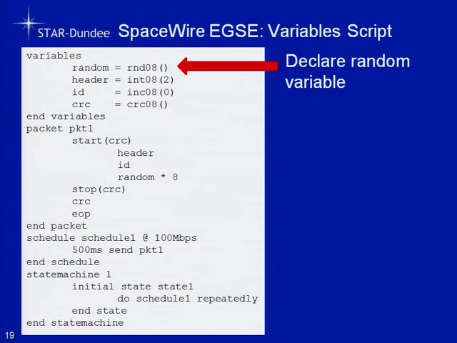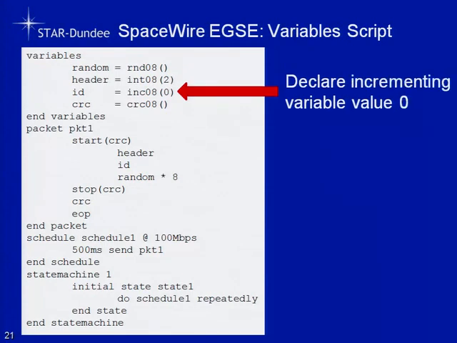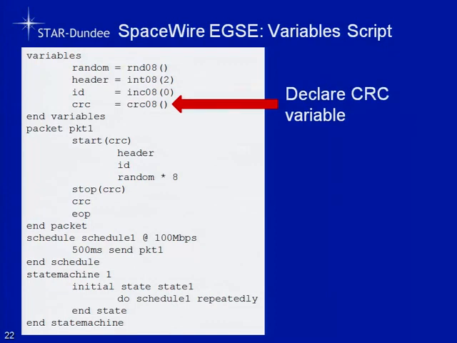So we can do things like declare variables. We've declared a random variable, which is an 8-bit random variable. We've declared here a constant variable with the value 2, and we've got an incrementing variable starting off with value 0, and then we've got a CRC variable as well.